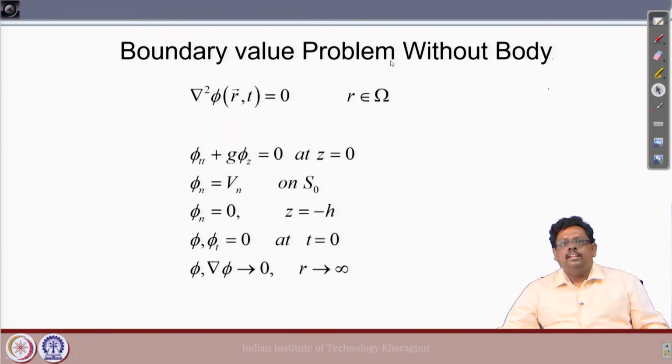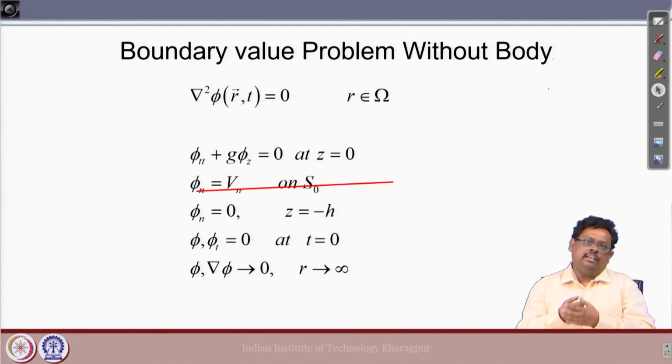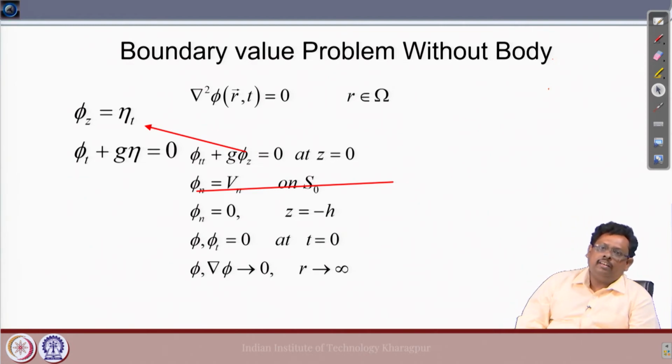Now, here since the problem is without the body, we can discard this boundary condition, because we do not have the body here. And also let us do one thing: this combined free surface boundary condition, let us split into a kinematic free surface boundary condition, which is phi z equal to eta t, and then the dynamic free surface boundary condition, which is phi t plus g eta equal to 0. Okay. So, this is my boundary value problem.